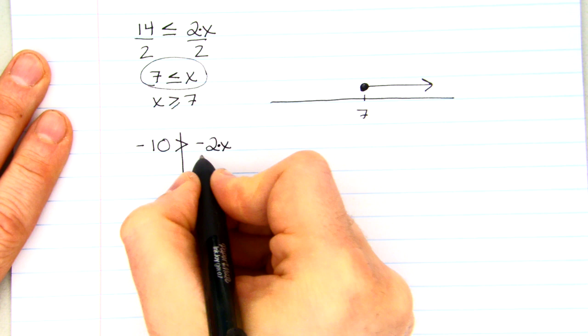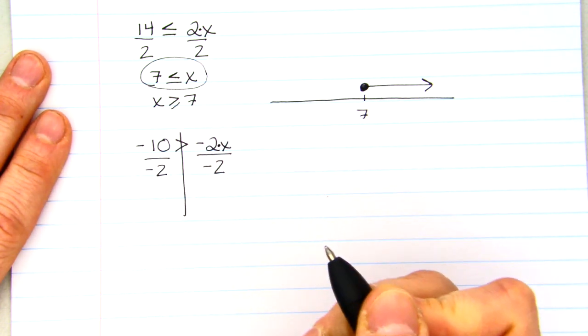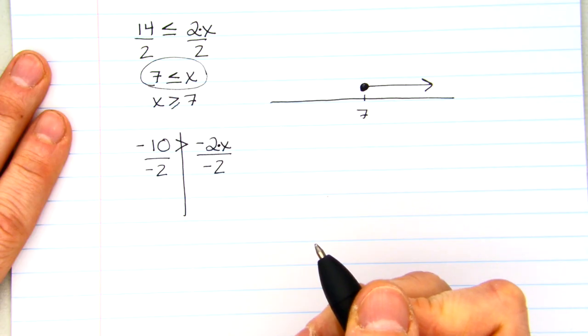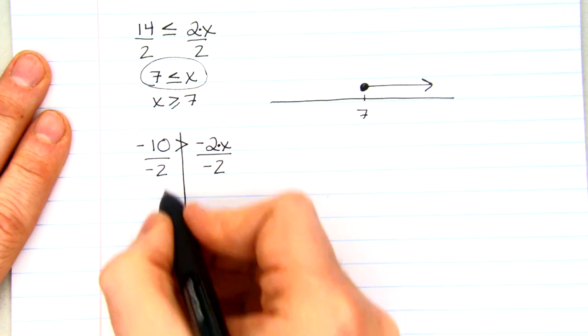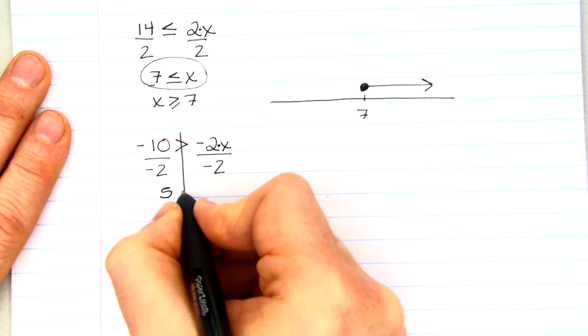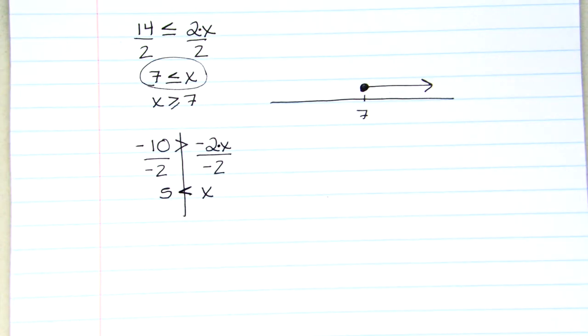I'm going to divide both sides of this by negative 2. What do you have to remember when you divide by a negative? I hope you just said, maybe just in your head, flip that symbol around. So I'm going to do that. I'm going to get 5 is less than x.